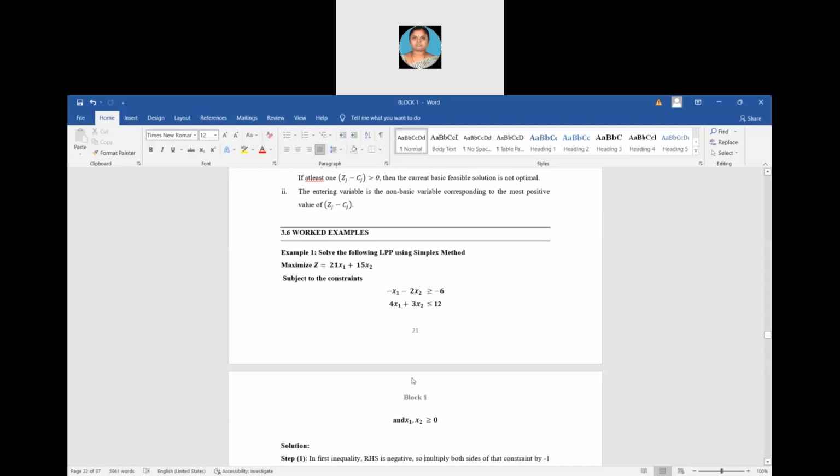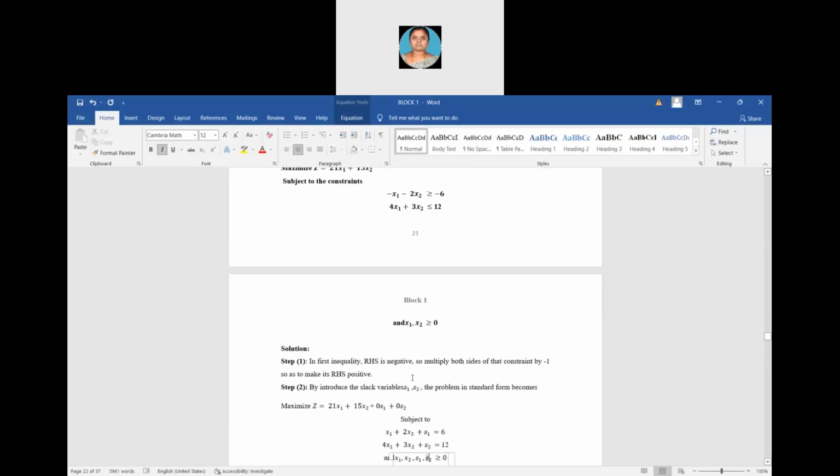So we can see what the solution would be. In the first inequality, you have negative 6, so we have to multiply both sides of the constraint by minus 1. If you multiply both sides by minus 1, you get x1 plus x2 is less than or equal to 6. And the second equation is quite okay: 4x1 plus 3x2 is less than or equal to 12.